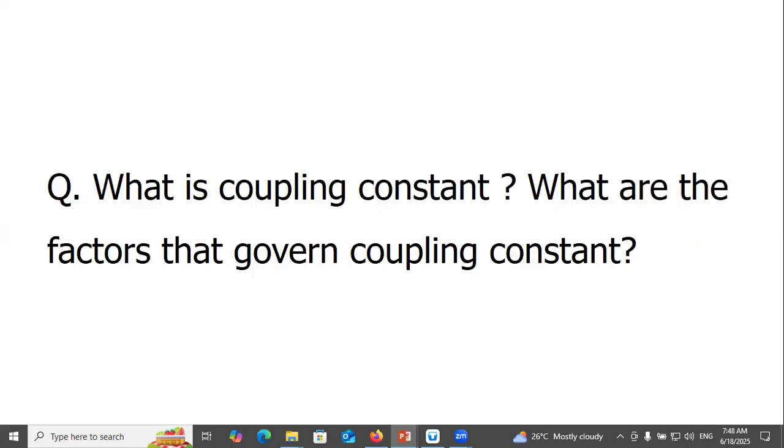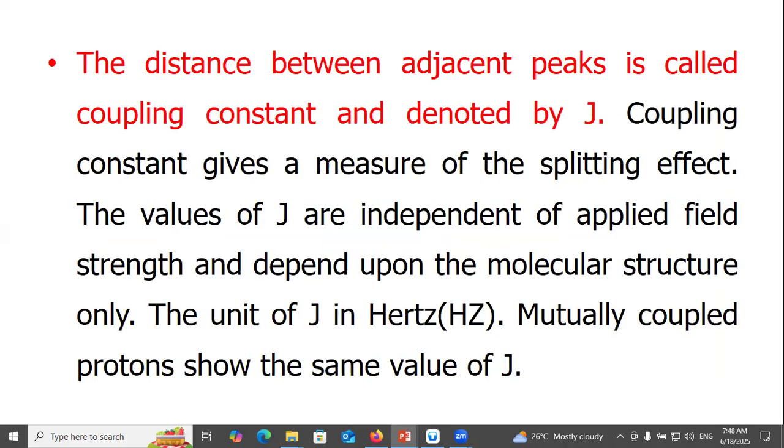What is the coupling constant? What are the factors that govern the coupling constant? The distance between the adjacent peaks is called the coupling constant and is denoted by J. The coupling constant gives the measure of the splitting effect. The values of J are independent of applied field strength and depend upon the molecular structure only. The unit of J is hertz. Mutually coupled protons show the same value of J.